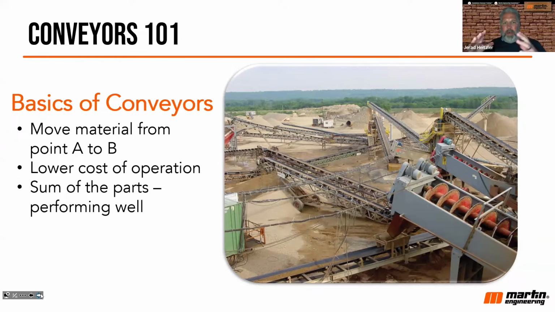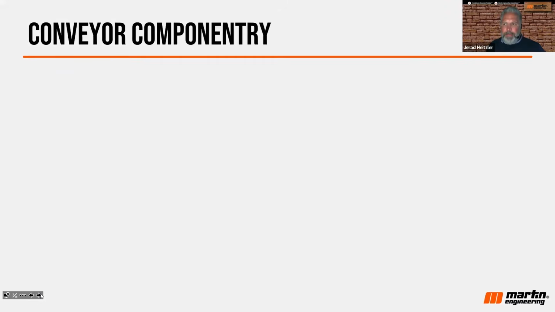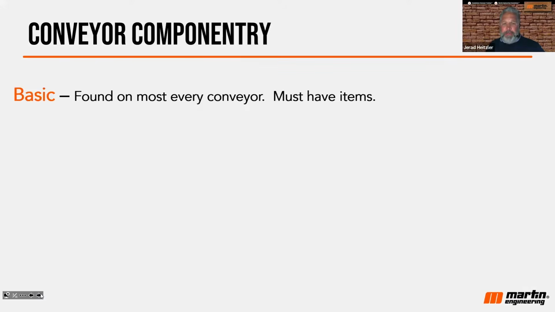I've grouped these components into 4 categories that I think is going to help you understand the importance of each of these 4 categories of components. So the first component I would describe is found on most every conveyor belt. It's the must-have items of a conveyor belt. If you have these basic components, you have a conveyor belt. It will move material from point A to point B.